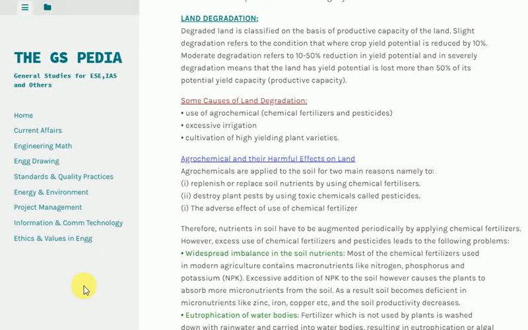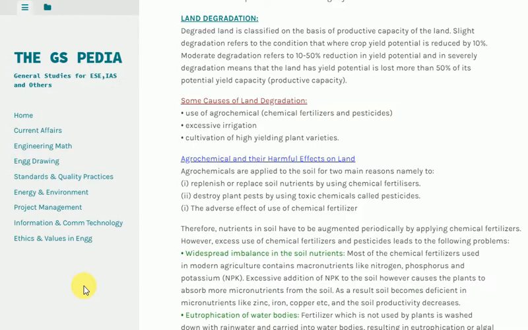Degraded land is classified on the basis of productive capacity of the land. Slight degradation refers to the condition where crop yield potential is reduced by 10%. Moderate degradation refers to a 10 to 50% reduction in yield potential, and severe degradation means that the land has lost more than 50% of its potential yield capacity, productive capacity.